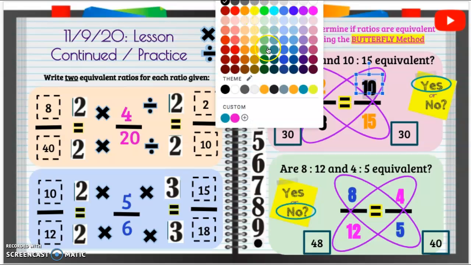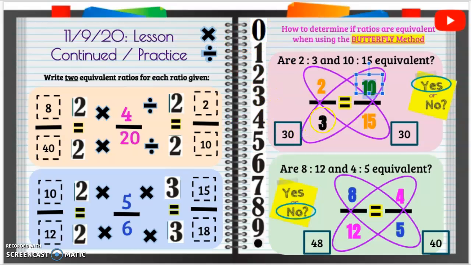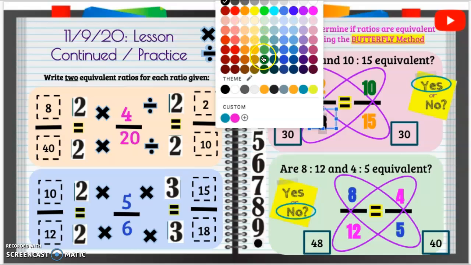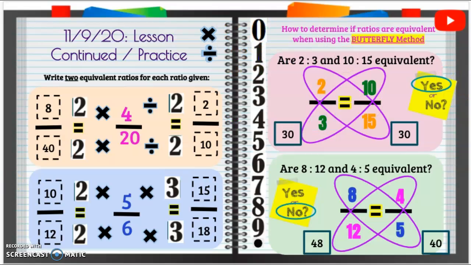All right, and that is it for our equivalent ratios, our lesson continued, and our practice. So great job.